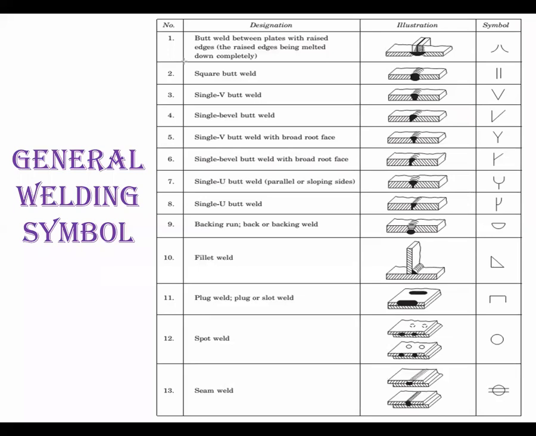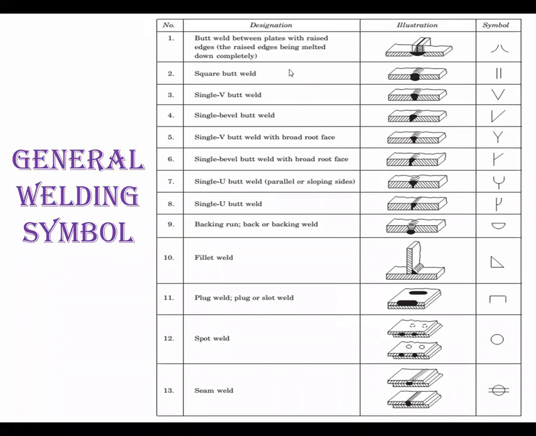A square butt weld, a number of times this article is used and a number of times this is asked in the examination: which type of symbol is used for square butt weld, or mention the symbol for single V butt weld. So you have to draw a small illustration and just mention the symbol for the single V butt weld. Likewise, a number of symbols are given over here.